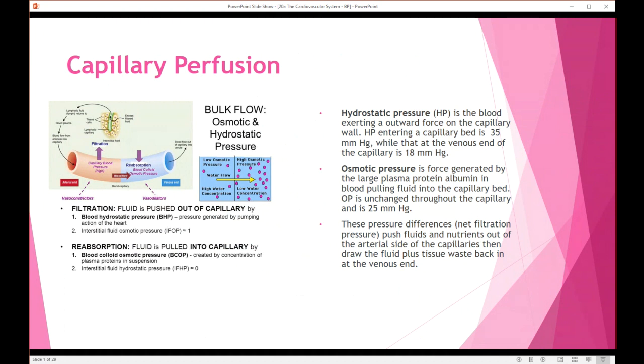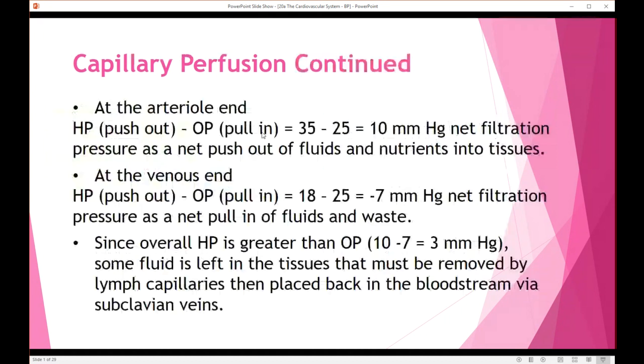And so that's our filtrative force. It's pushing through. And then on the other end, we have a reabsorption factor happening, okay? And that's because the hydrostatic pressure goes down to 18 millimeters of mercury. The osmotic pressure remains 25 millimeters of mercury, right? 18 minus 25 is negative 7 millimeters of mercury, okay? And so we're going to get a reabsorption occurring.